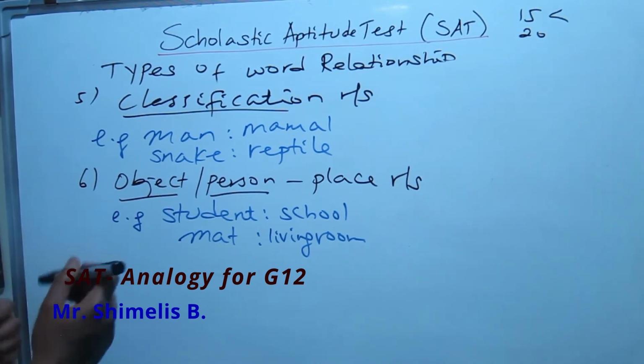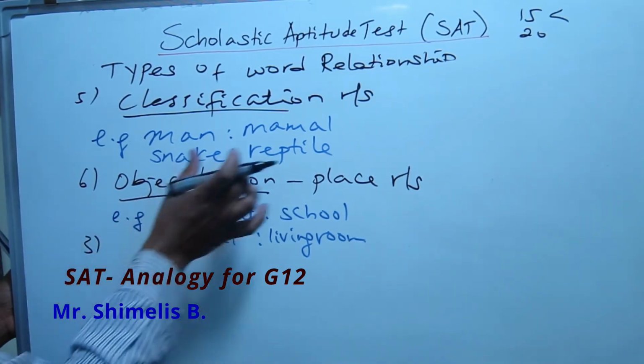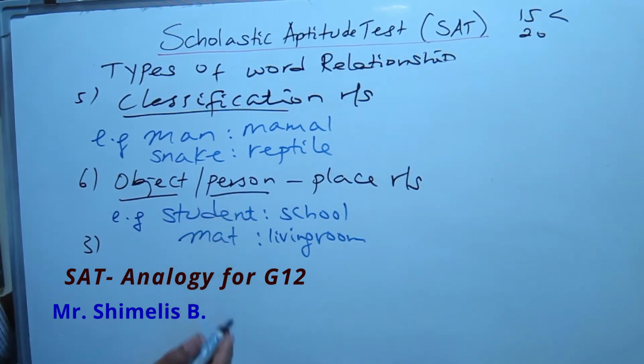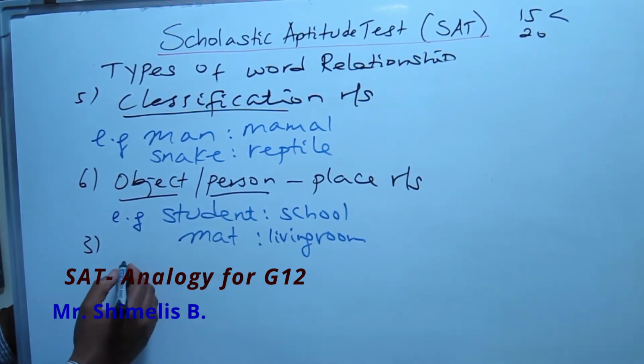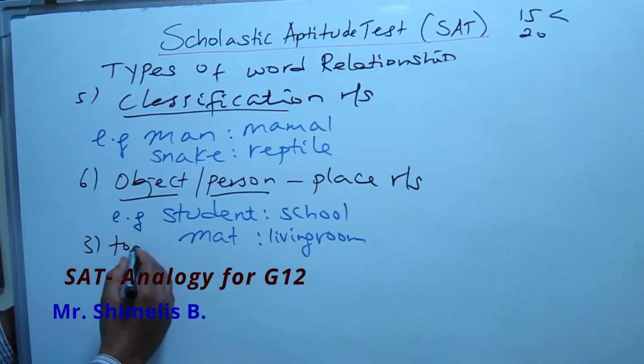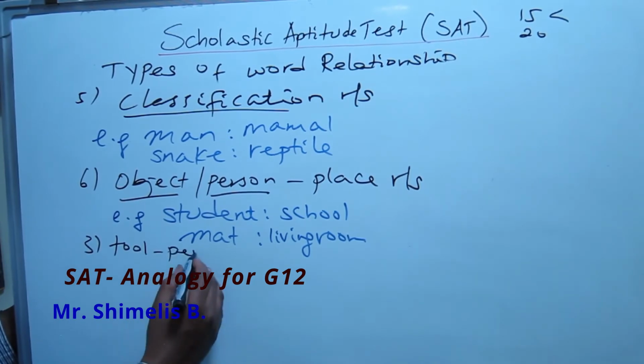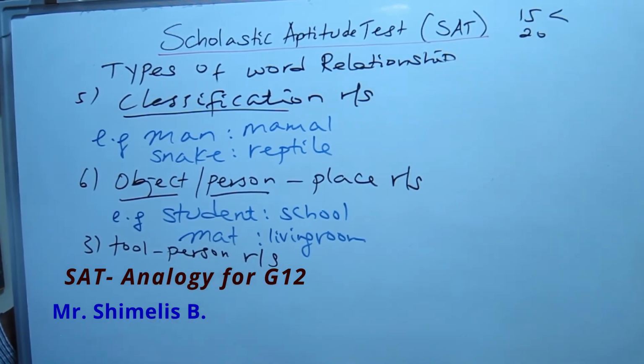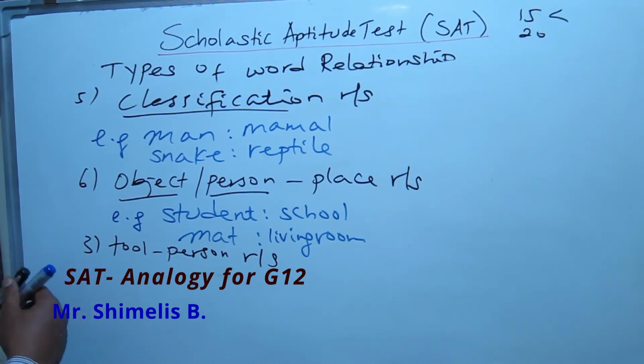We have again another relationship which is created from this one, object or person and use. Or tool-person relationship. That's again another typical relationship. Tool-person relationship. This is another relationship type. We pair up persons, mostly professional persons, with the tool they use. So tool-person or person-tool relationship, we can reverse this. Person-tool or tool-person relationship is a very famous relationship again.